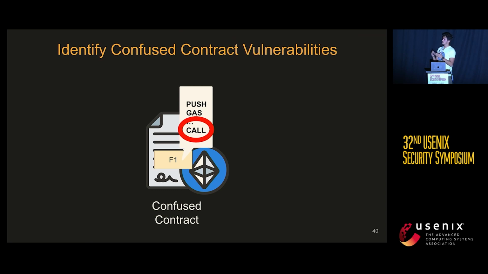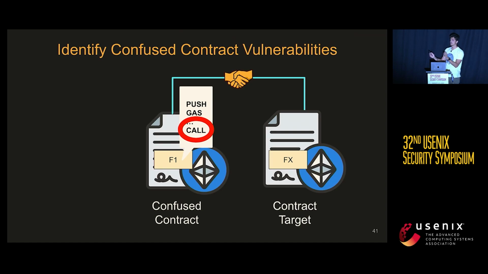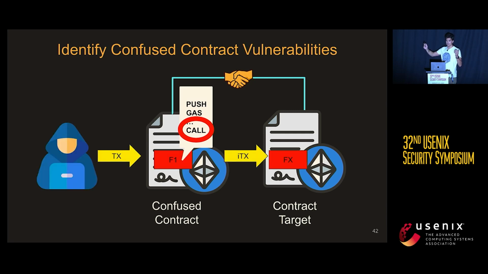So in order to identify confused contract vulnerabilities at scale, we need a few ingredients. The first one is finding a confused contract, so a contract with an open call that an attacker can manipulate. Second, a contract target that has some sort of relationship with the confused contract. This relationship can be some authentication relationship, or even just a state that is being held on behalf of the confused contract. And finally, we should be able to generate a transaction, to put the right call data to generate a transaction that hits the function F1 with the open call and generate this internal transaction to finish the chain of the attack.